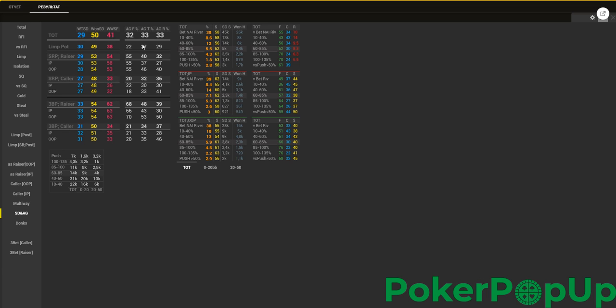Limp, single raised pot as raiser as caller, 3-bet pot as raiser as caller, as well as in position out of position. On the right, similar distribution for aggression. Here you have river bets, the percentage, the frequency, won at showdown, after bet river, number of showdowns, and how many hands our opponent won at showdown. Also split by various stack sizes.